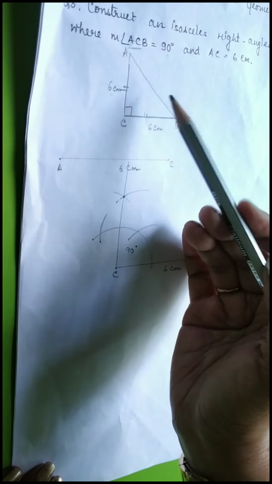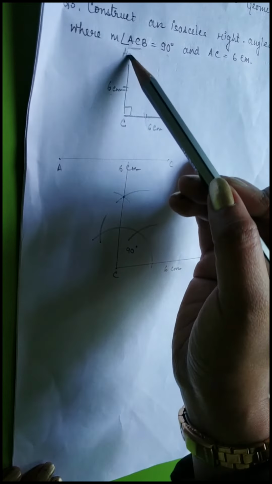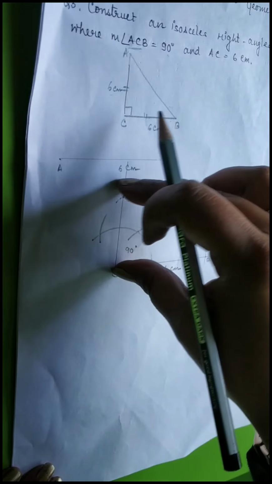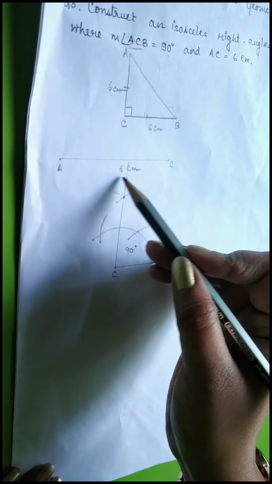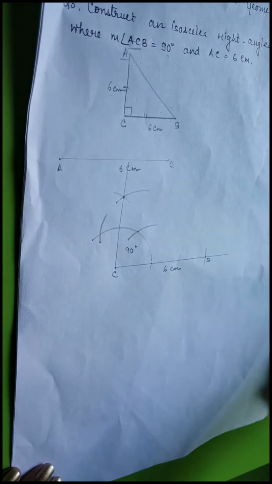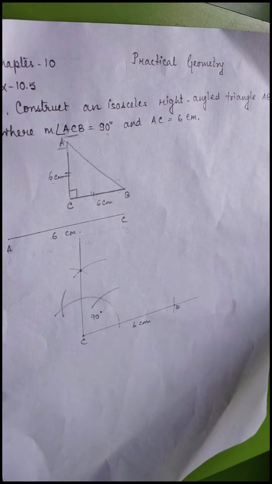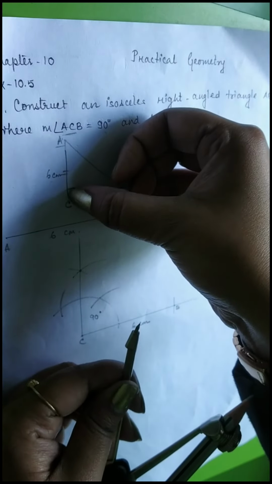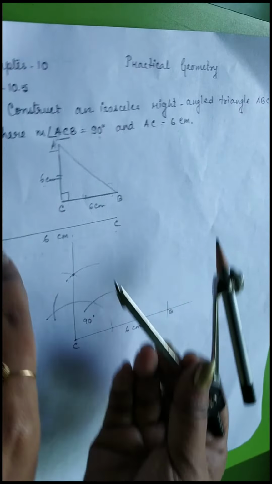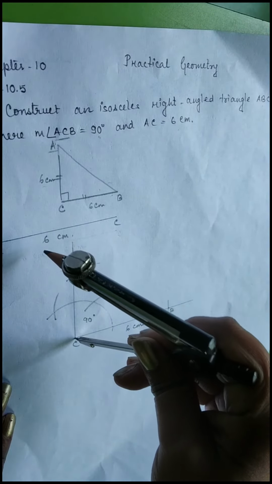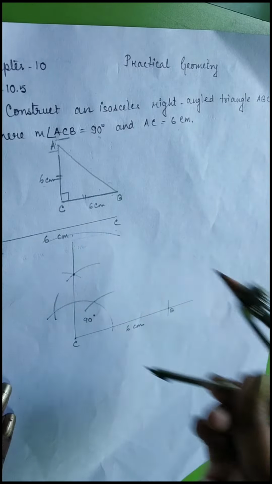Now according to this rough figure this is 6 centimeter and this length is also 6 centimeter, right? So if you take the measurement of 6 centimeter from here and cut over here on this line segment, you'll get point A. Point A we haven't got yet, but point C we have got, so we'll place the needle of the compass at point C and then cut it.